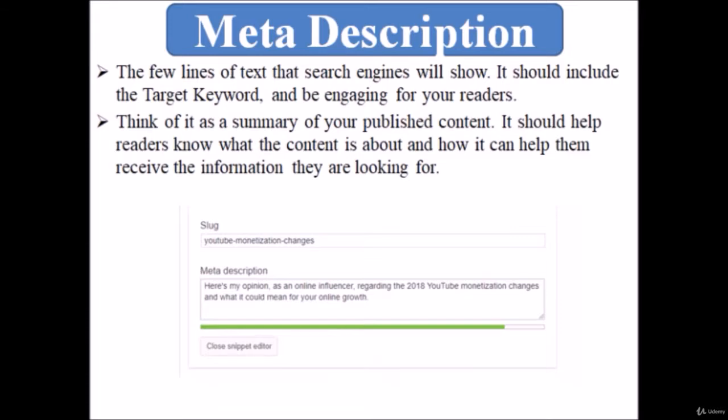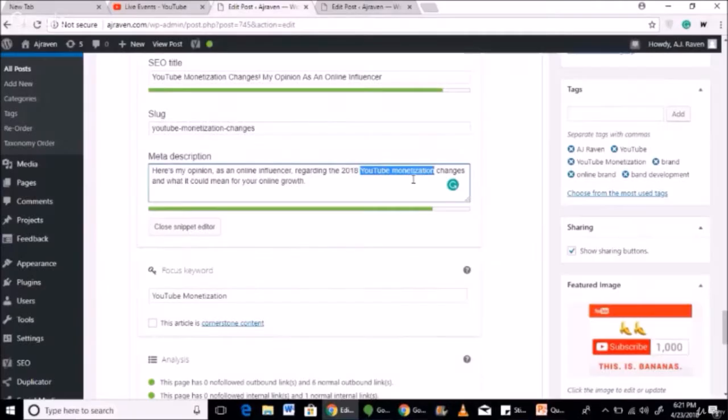It should include the target keyword and should also be engaging for your readers if you want more traffic. You can think of it as a little summary of your published content. It should help readers know what the content is about and how it can help them receive the information that they are looking for. Coming to how you can add a meta description, you just go to the Yoast SEO bar, add in the meta description or whatever you want to write.